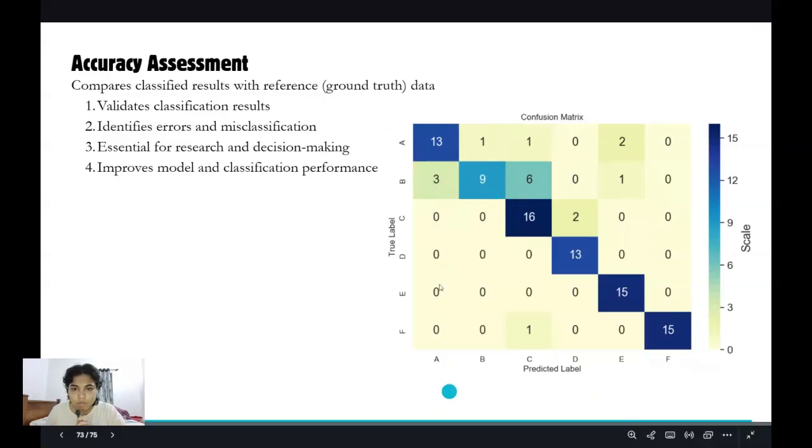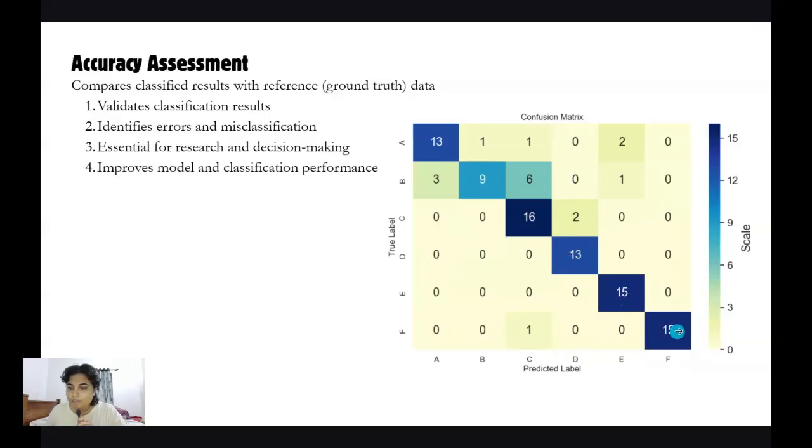A related to A, B related to B, C related to C, D related to D, E related to E, F related to F. So it is forming a diagonal, dividing this confusion matrix into halves. The cells falling along the diagonal show the perfectly accurately classified pixels. And the ones lying on both sides of this diagonal are the misinterpreted ones.